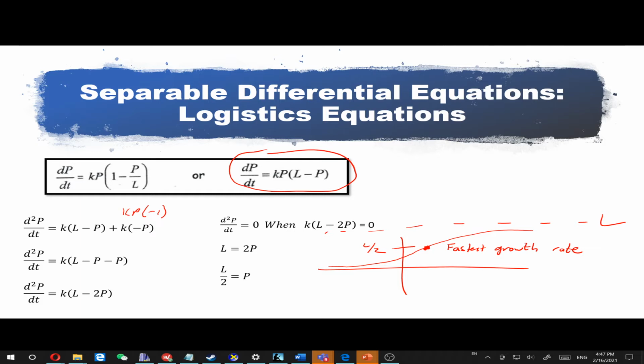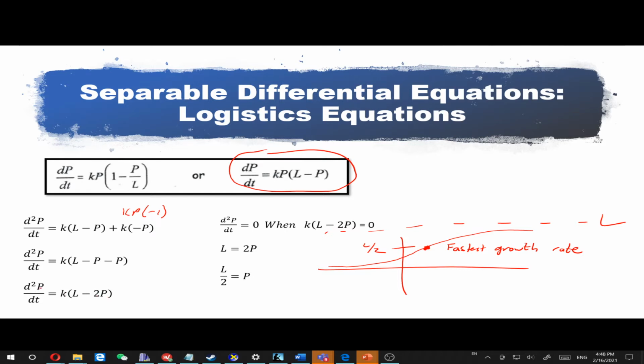If I derive this again, then we can take a look at our second derivative in order to prove that L over 2 is our fastest growth rate. So if I derive this equation that I have right here, P is really my only variable, so if I derive P in terms of T, I'll end up with k, my constant, when I derive kP, times (L minus P), and then with product rule, plus kP times -1. And when we simplify, that gives us kL minus kP minus kP, or k times (L minus 2P).